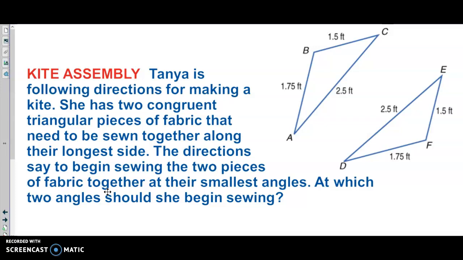This is kind of a silly question, right? Because we can clearly see that the 2.5-foot side is the longest side, so just sew them together. But to make sure that our corresponding angles line up, we should check and verify which angles are the smallest. Across from the smallest side on both triangles, the 1.5 feet is the smallest side. Across from that in this triangle is angle D, and in this triangle, BC, across from that is angle A. So she should begin sewing at angles D and A.